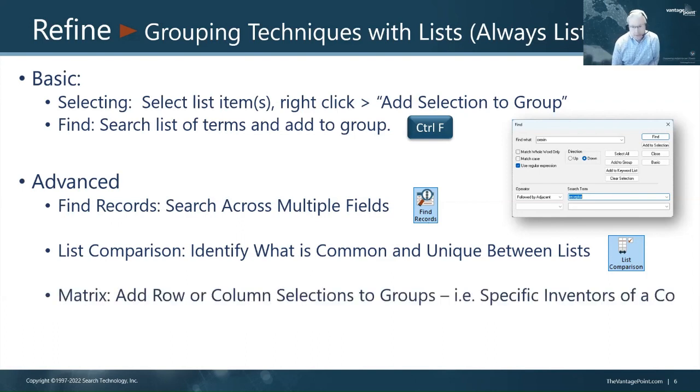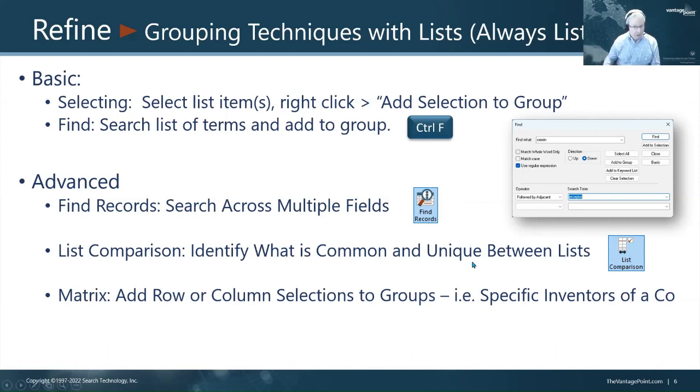Matrix, this is something that is not utilized as much, as it is not understood. People just don't realize it's there. And that is, if you have a matrix, you can select a column or select a row, and you can add that to a group. And I'll describe how that's done.